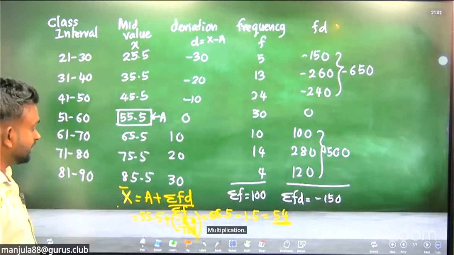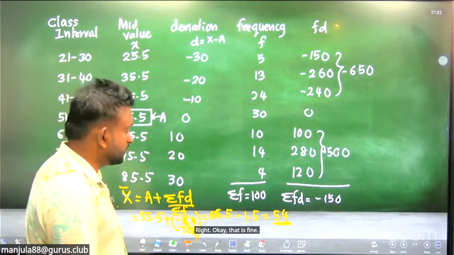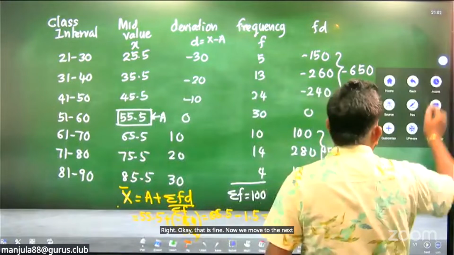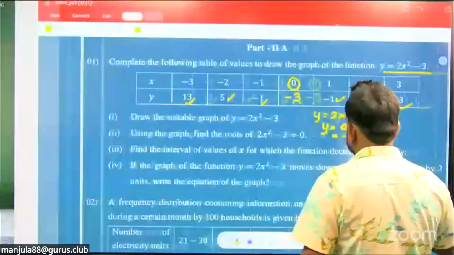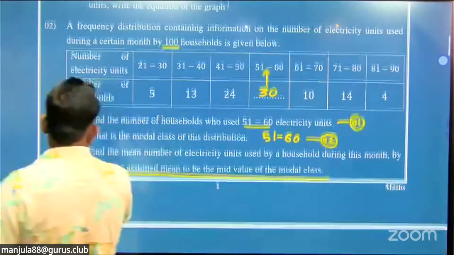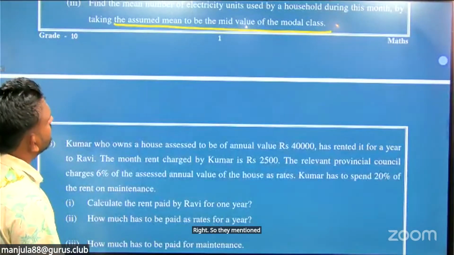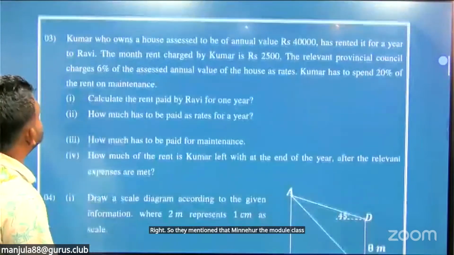Right. Okay, that is fine. Now we move to the next question. They mentioned the mean through the modal class. That is okay. Now Kumar, third question.